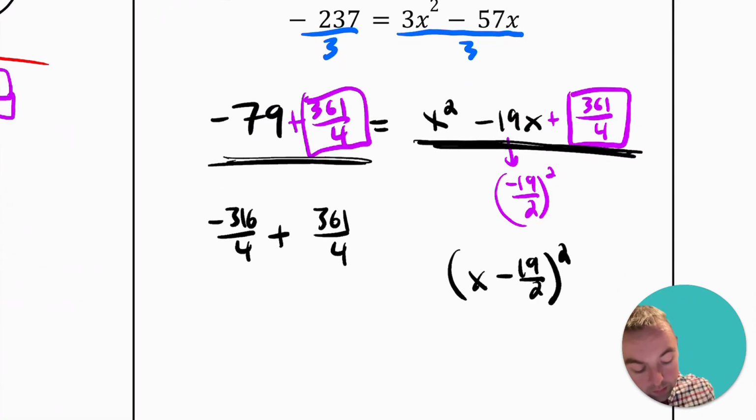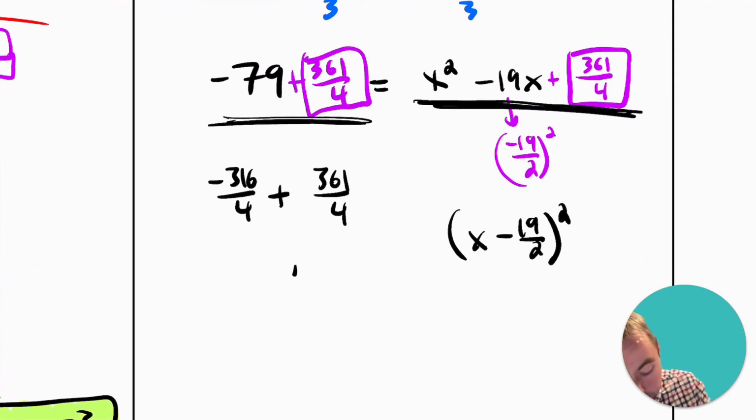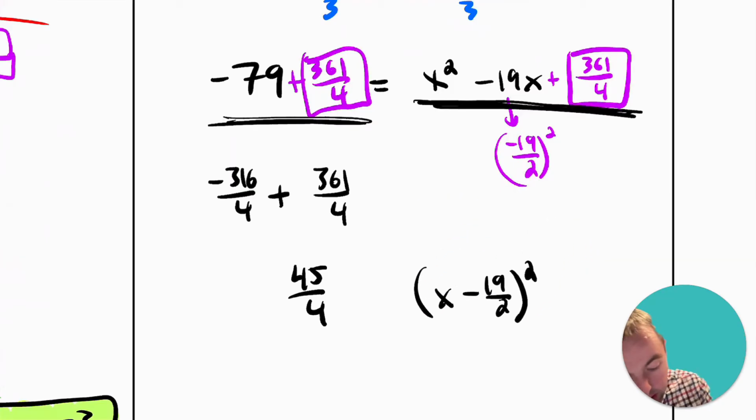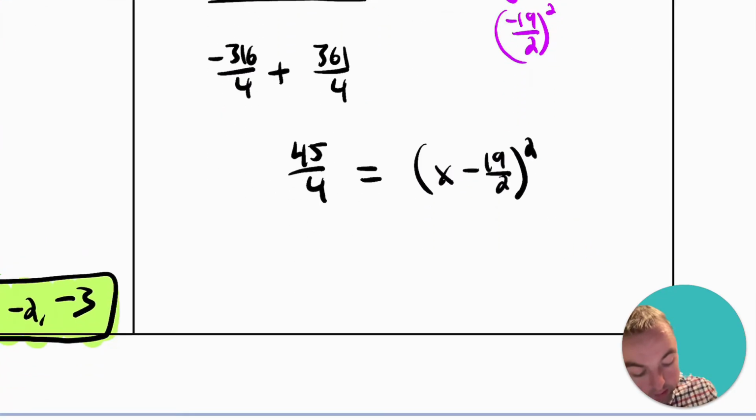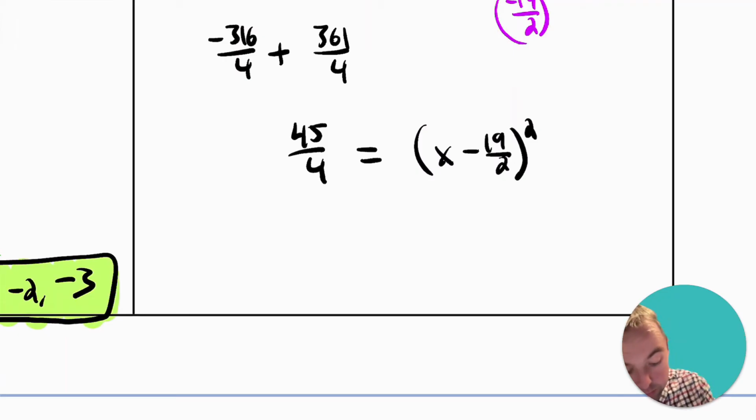And then you have to add those couple fractions together. And that's going to give you 45/4 if you add that all together. So if I just slide this down here, we can say that there's equality holding right there. And then we can finish this off by using the square root property and simplifying as needed.